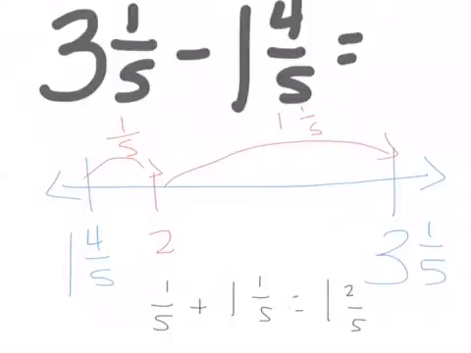My final step is to add my jumps together. So I'm adding 1/5 plus 1 and 1/5. My answer now becomes 1 and 2/5. Now it's your turn to try some.